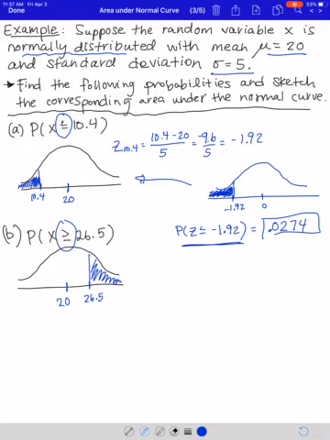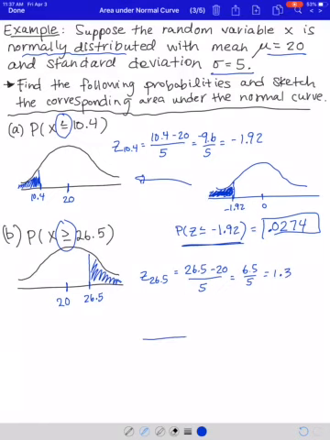Okay. Well, first of all, let's go ahead and convert this because we know we need to convert it to the standard normal distribution. So the z-score of 26.5 is going to be 26.5 minus the mean 20 divided by the standard deviation 5, which gives us 6.5 over 5, which is 1.3.